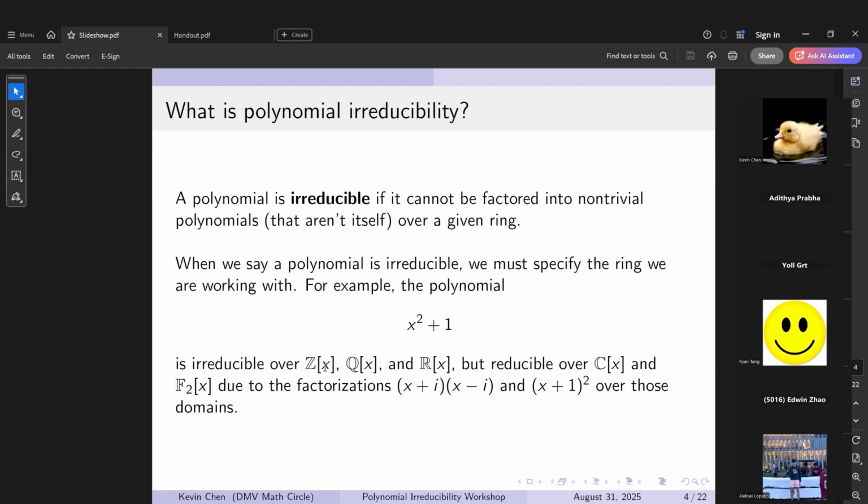In this workshop, we're going to be mainly working with Z[x] as well as Q[x].